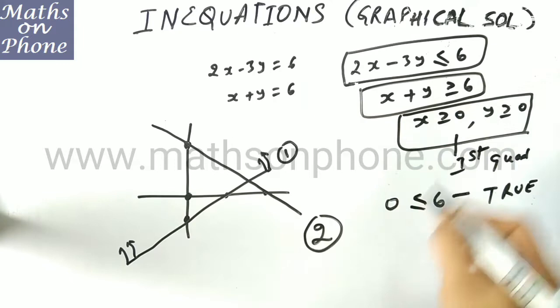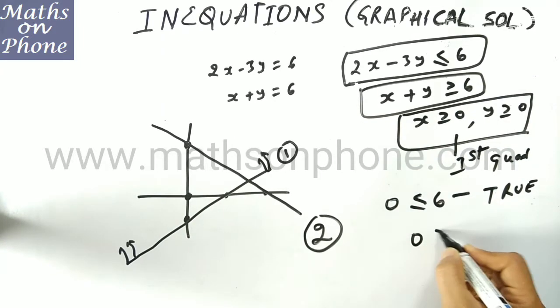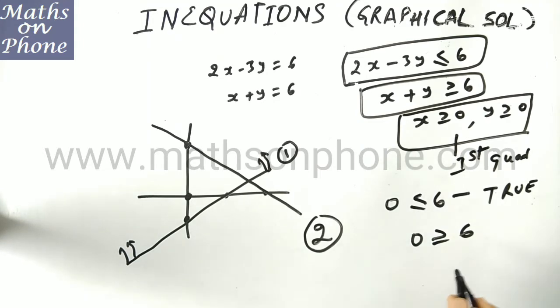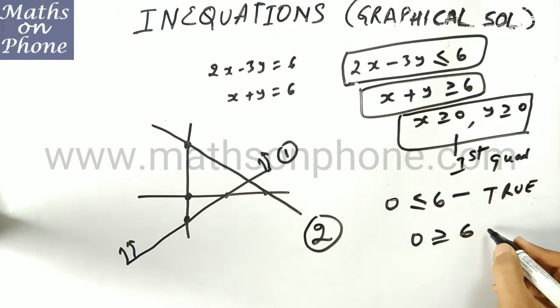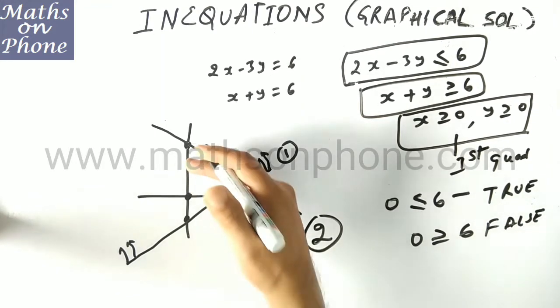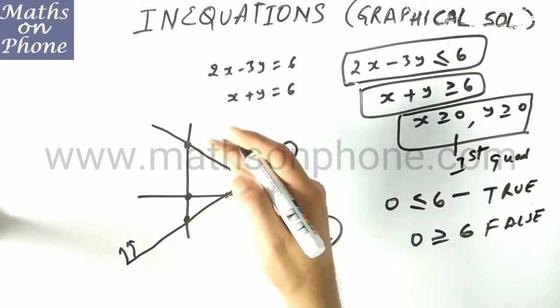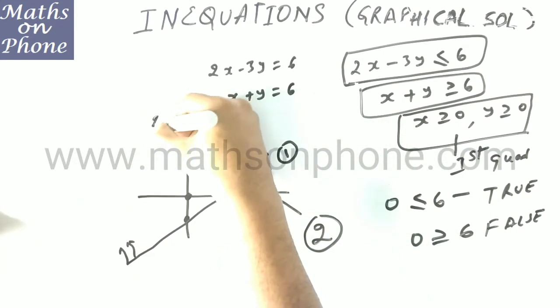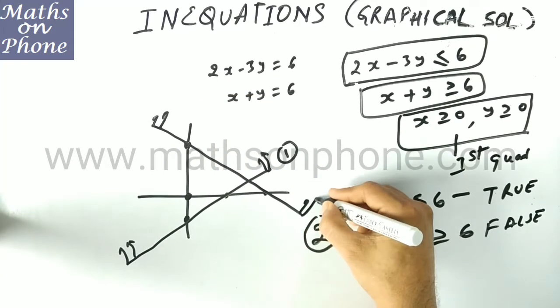You put x is 0, y is 0. This is 0 is greater than equal to 6. Is it true or false? This is false. Why? 0 is not greater than 6. So which region we need to shade? The region which is not containing origin. This region is containing origin, so we shade the region not containing origin, like this.